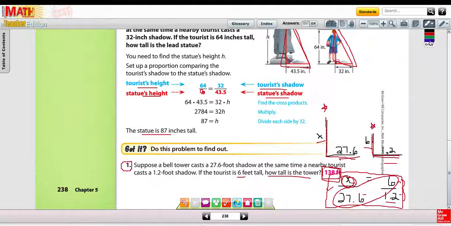Now I will mention that I could set up this proportion a different way. I could do x over 6 equals 27.6 over 1.2. If I set it up that way, I would get the same answer of 138 feet.